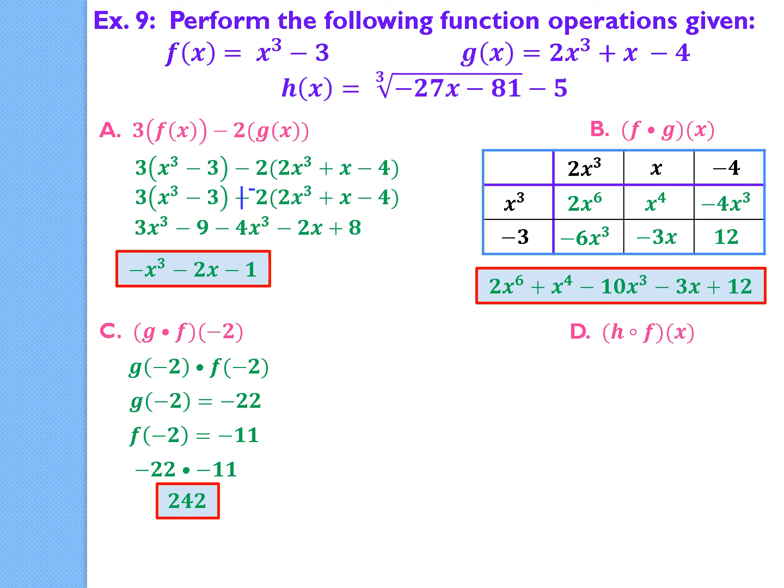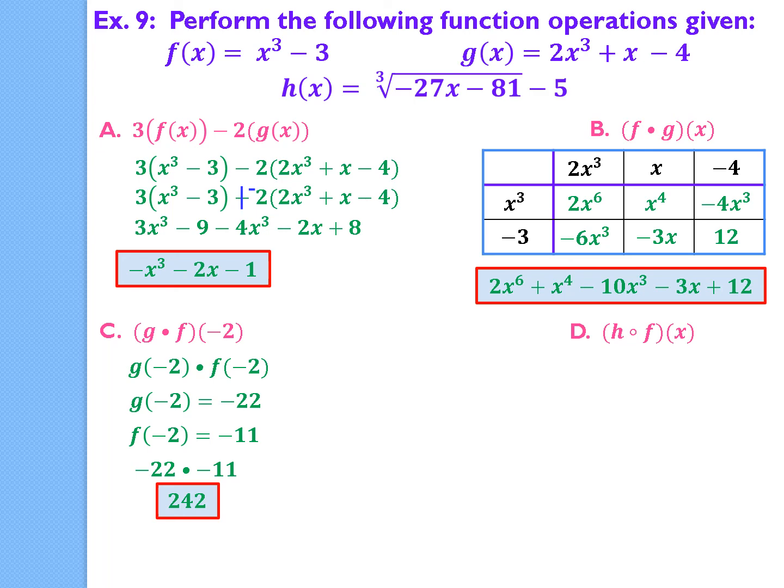So the first thing I did was g(−2). I plugged −2 into g(x) and got −22. I then plugged −2 into f(x) and got −11. Now I'm allowed to multiply my 2 results and come up with 242.